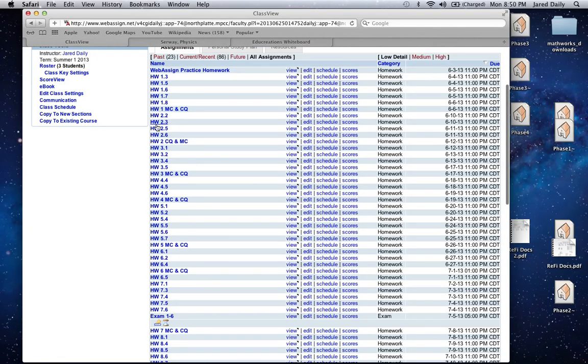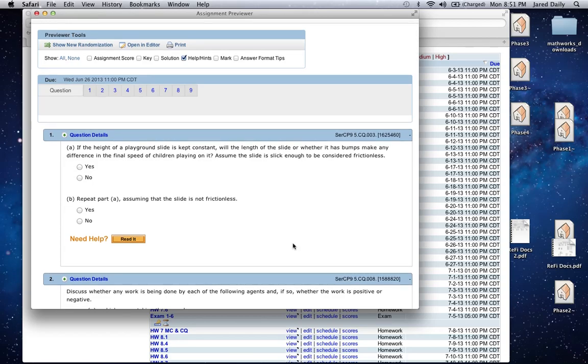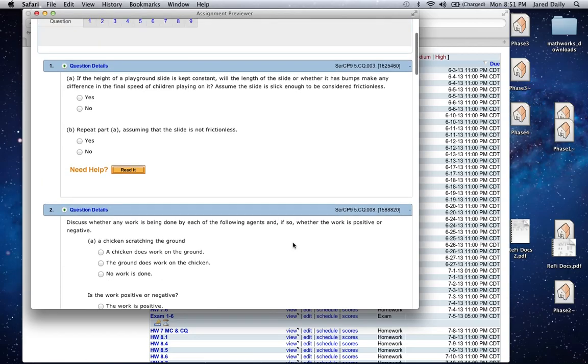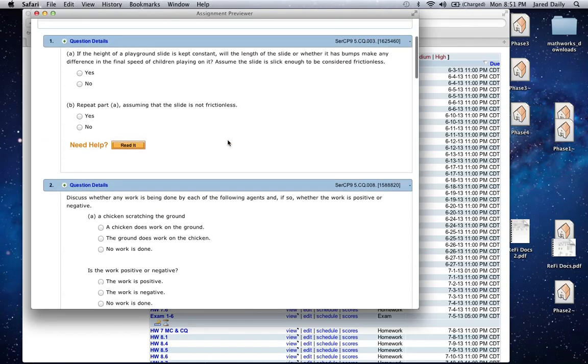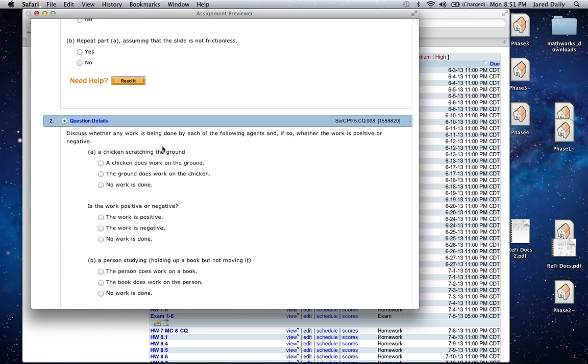Let's take a really quick look at the multiple choice questions that we assigned you for this chapter's 5. See that chapter 6 only has 3 assignments. We should be able to crank through that pretty quickly. So I have a height of a playground slide. Will the length of the slide, or whether it has bumps, make any difference in the final speed of the children playing on it? That could be a trick question, because in Part A it's frictionless, and Part B is not frictionless. So friction plays a role there.